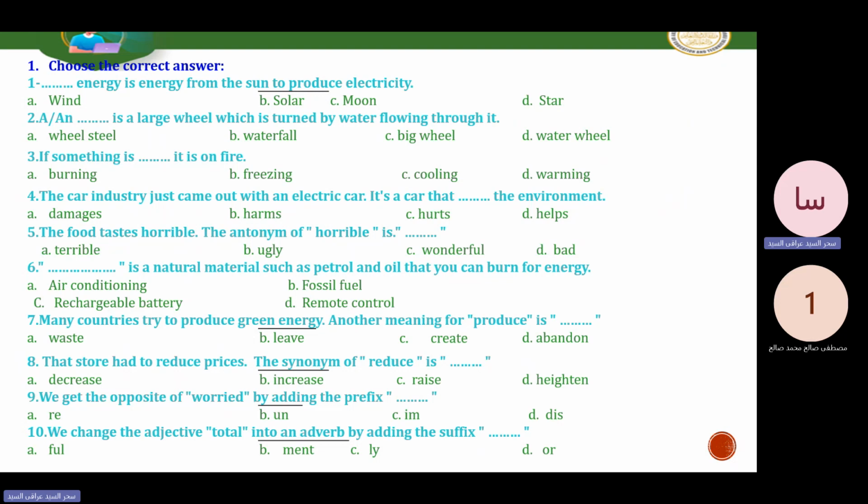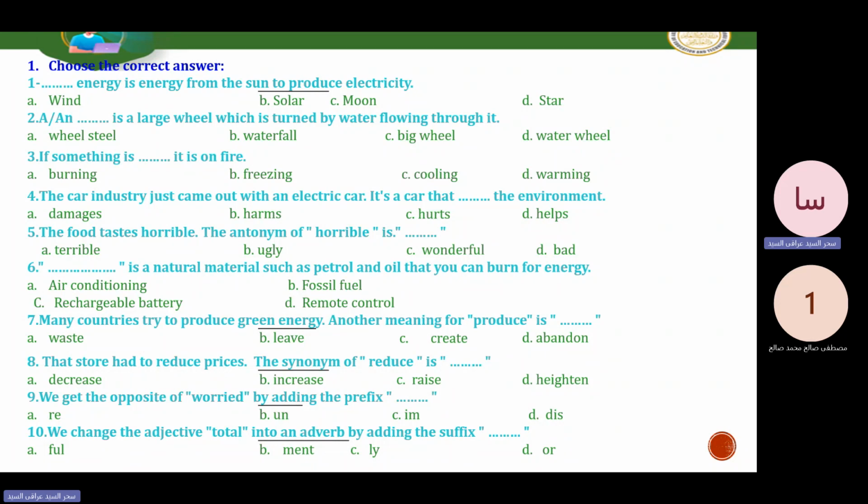Number one, blank energy is energy from the sun to produce electricity. What kind of energy? Wind, solar, moon, or star. Number two is a large wheel which is turned by water flowing through it. Number three, if something is on fire, it is burning, freezing, or cooling. Number four, the car industry just came out with an electric car. It's a car that does what to the environment: damages, harms, hurts, or helps? The food taste is horrible. The antonym of horrible is terrible, ugly, wonderful, or bad.